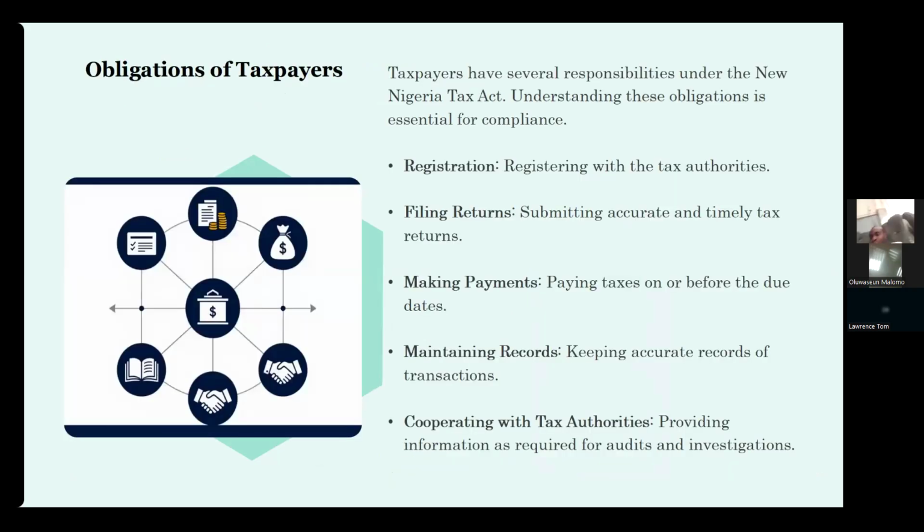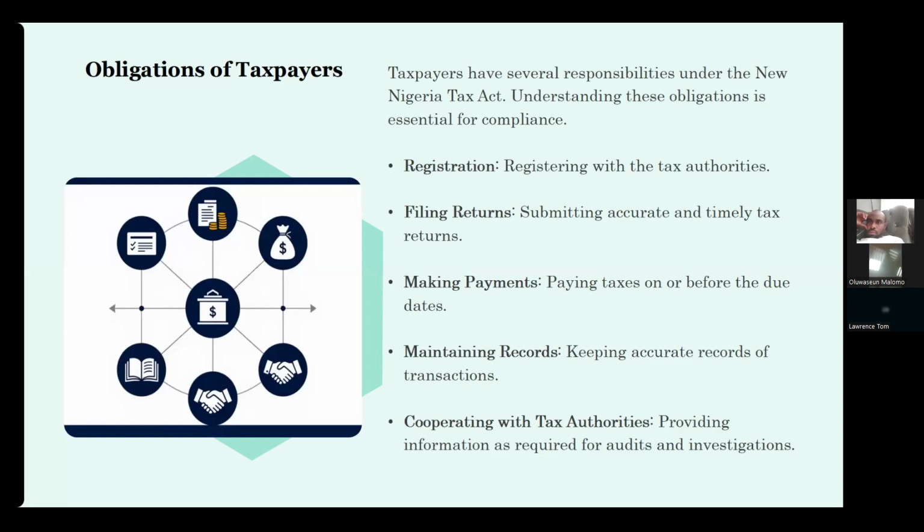Now, what are the obligations of taxpayers? I believe another essence of this webinar is to put your mind at rest and make you understand the tax law better, so you would be able to avoid making some mistakes. The first thing you need to do is to make sure you're registered with the tax authority as a business owner, or if you work for a company, make sure the company is registered with the necessary tax authority.